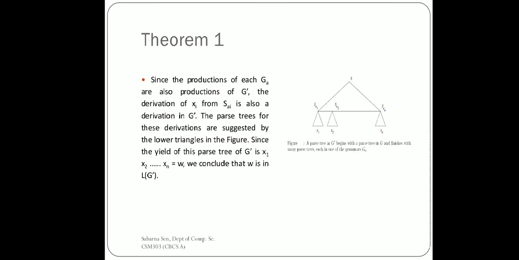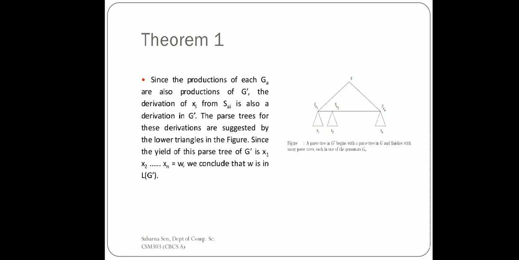So if the productions of GA are also productions of G dashed, then whatever we can derive from SAi, that is xi, will also be a part of the productions of G dashed, right? Since all the productions of GA are already a part of the productions of G dashed, this derivation will obviously hold. Fine. And the parse tree for this derivation is suggested by the lower triangle.